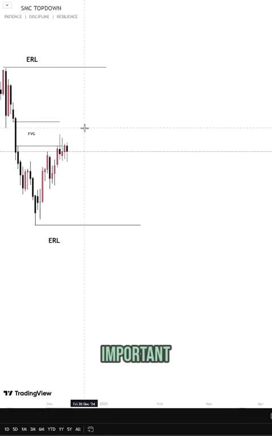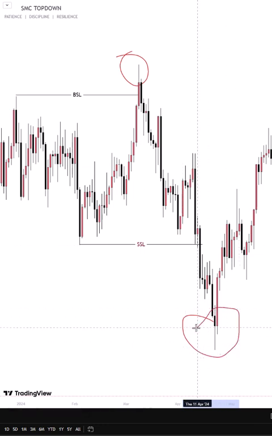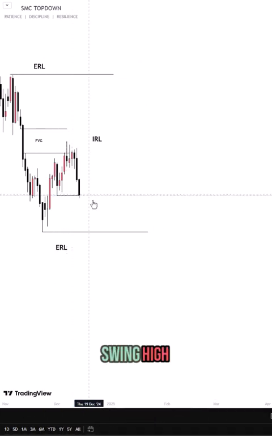Another important concept is the ICT daily range. The market moves by creating higher highs and higher lows in an uptrend, and lower lows and lower highs in a downtrend. Therefore, the recent swing high and swing low is referred to as the daily range, and vice versa.